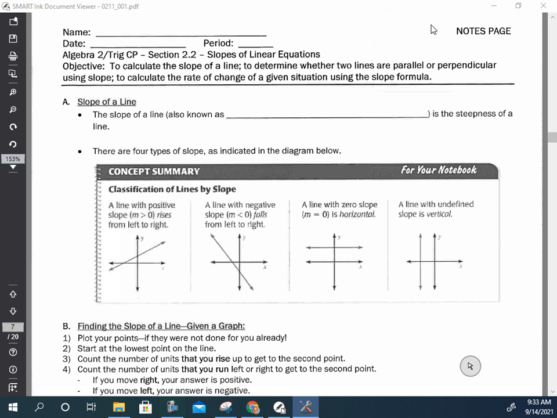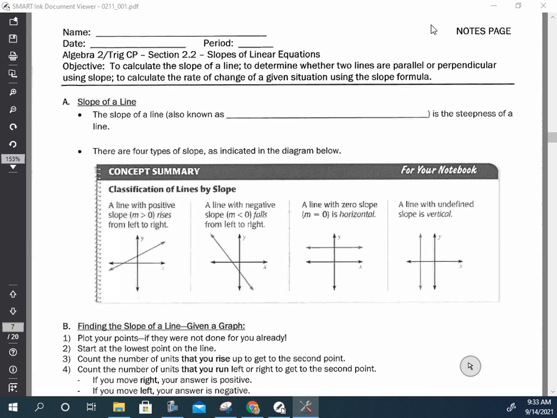Today, this video recording is going to cover section 2.2, which focuses on finding the slope of a line. Now, slope of a line is taught in Algebra 1. It's also taught in geometry, but it also shows up in Algebra 2 trig since we are working with linear functions. So just to give you a preview, there are several things that we're going to do today.